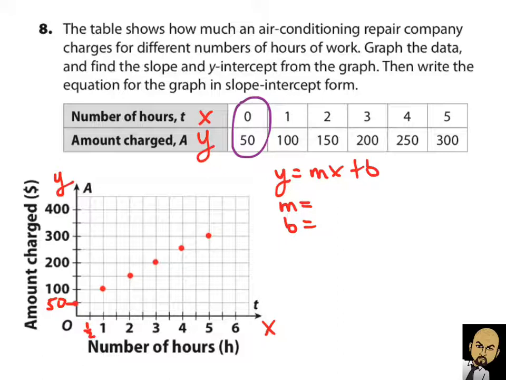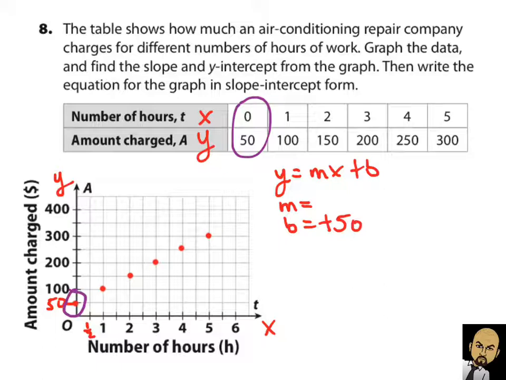The y-intercept b, from the table, you can see when x equals 0, y equals 50. Or you can use the graph. At 0 hours, how much are you being charged? $50. So the y-intercept, or the initial value, is going to be positive 50.